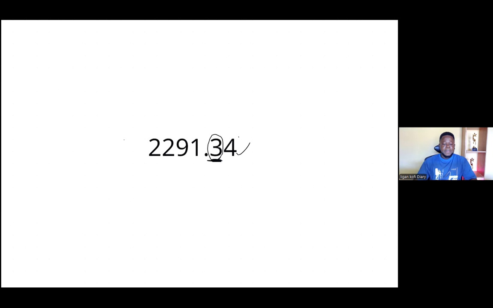Now the point is here. After the point, the one that you see here is a pip as in tens. So when you add the 1 and the 3 here, it becomes 13. And then the 9 you see here is a pip as in hundreds. So that would be 913 if you are calling this number. This 9 here is a pip as in hundreds. And then the 2 here is a pip as in thousands. And then the 2 here is a pip as in 10,000s.